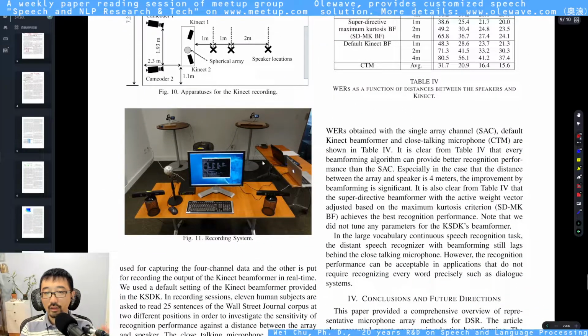And this is their setting. They're using, I think, a Kinect camera from a long time ago.